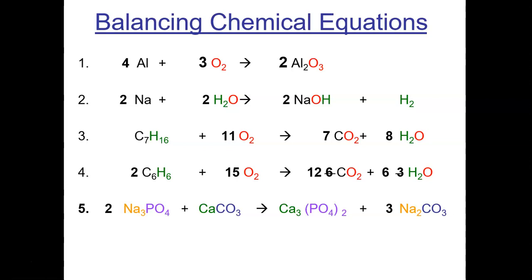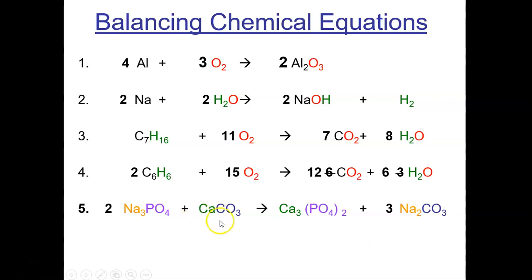To balance sodium, I'd need a 2 in front of sodium phosphate and a 3 in front of sodium carbonate because that gives me 6 sodium atoms on each side. So now, at the moment, I have 2 phosphate ions on the reactant side and I have 2 on the product side. So that's balanced.